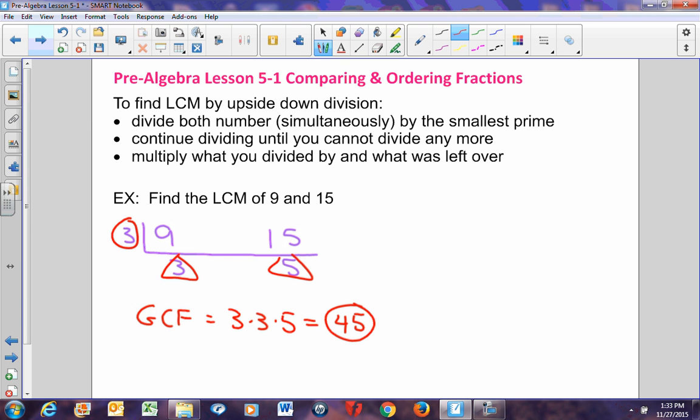Upside down division works really well as long as you only have 2 numbers. Once you get 3 numbers, upside down division is very difficult to make work well. I use prime factorization when I have 3 or more numbers that I have to find the least common multiple for.